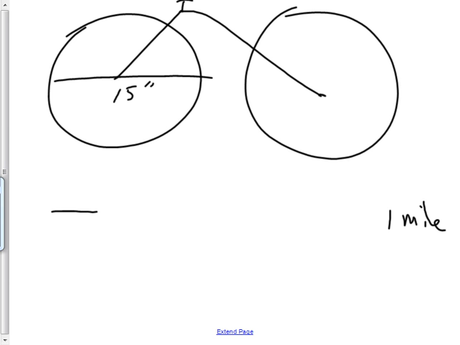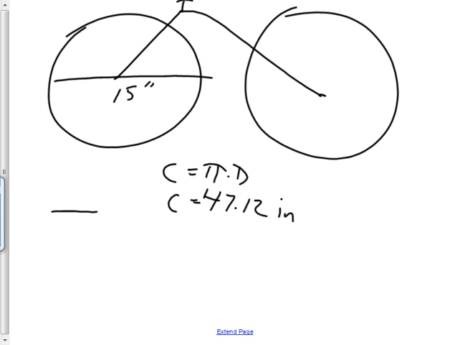All right, so let's do one kind of like this. I'd like you to start with, take this, figure out the circumference of my wheel. You should know that formula. I told you at the beginning of the unit. You got to memorize the formula. C equals pi d, in case you forgot it already. So then you get pi times d, and what is it? What's the circumference of this thing? 47.12 inches.